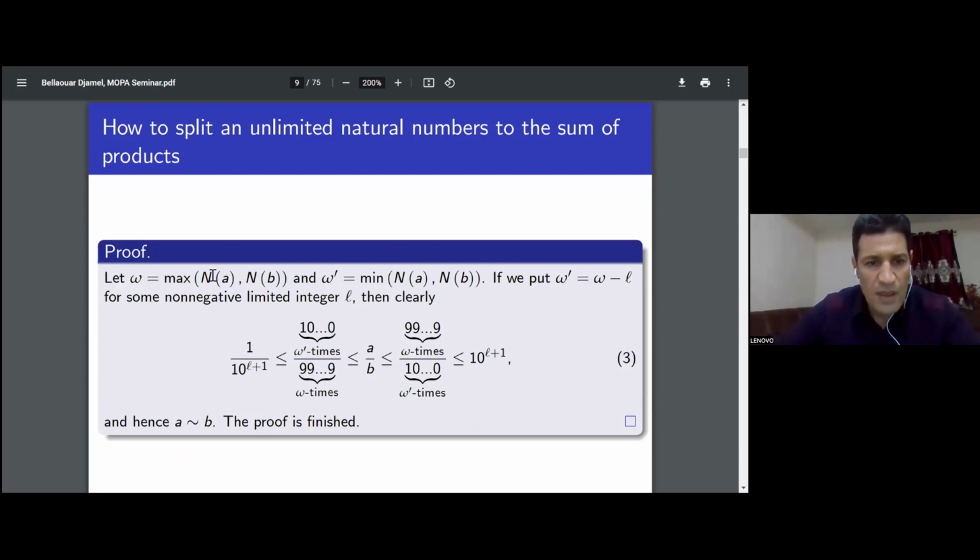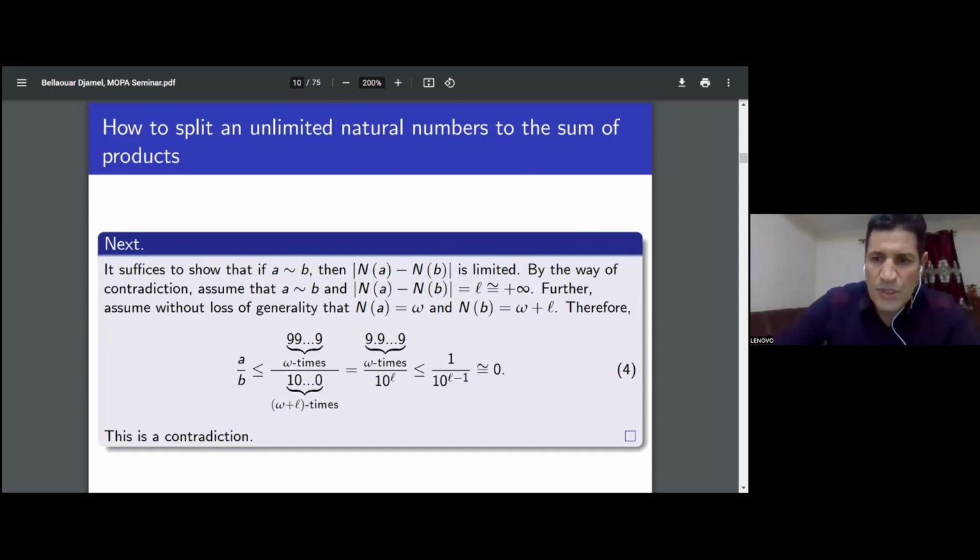For the proof, in the first direction, assume that n of A minus n of B is limited, and we prove the following inequalities. Look at this here. A is less than or equal to the number 9 repeated omega times, and B is greater than the number 100 repeated omega prime times, and so A over B is appreciable. For the converse, we use proof by contradiction. So the ratio A over B cannot be appreciable when n of A minus n of B is unlimited.